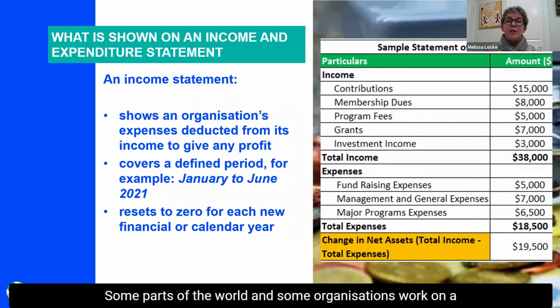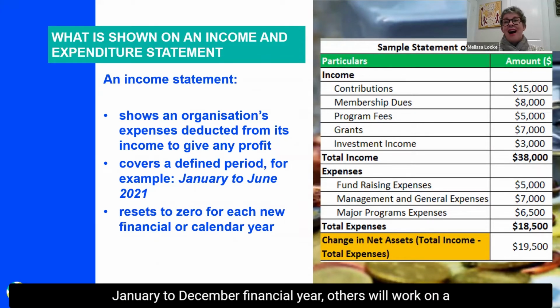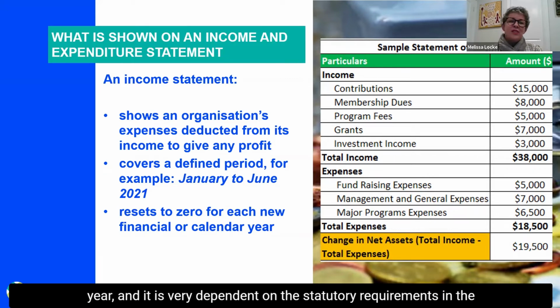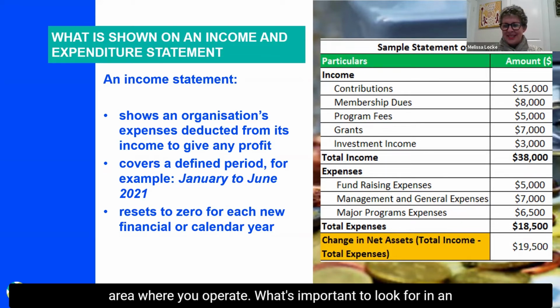Some parts of the world and some organisations work on a January to December financial year. Others will work on a 1st of July to the 30th of June of the following year financial year. That is very dependent on the statutory requirements in the area where you operate.